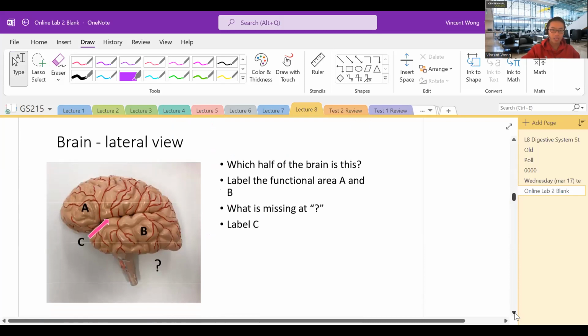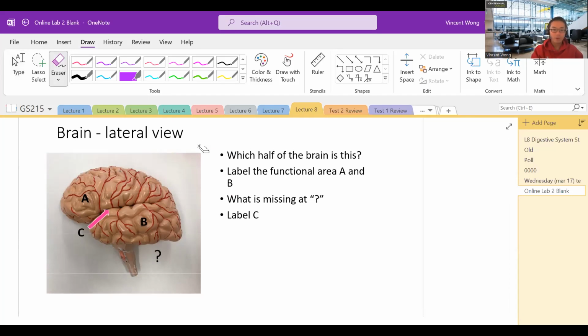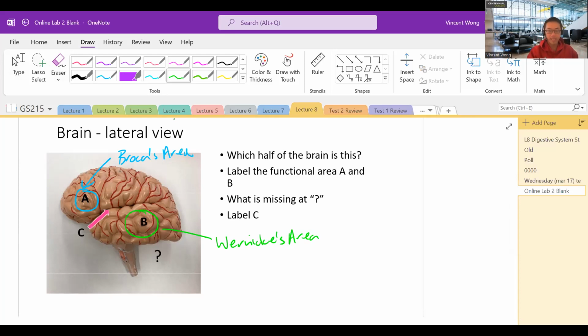Okay, let's try this one more time. Which half of the brain is this? Okay, hopefully you will be able to tell this time. That is the left side. That's correct. That's the left side. Label functional area A and B. Okay, A here is the Broca's area, right? For articulate speech, right? Motor speech area. And we have B, which is the Wernicke's area for understanding speech and understanding written text, right?